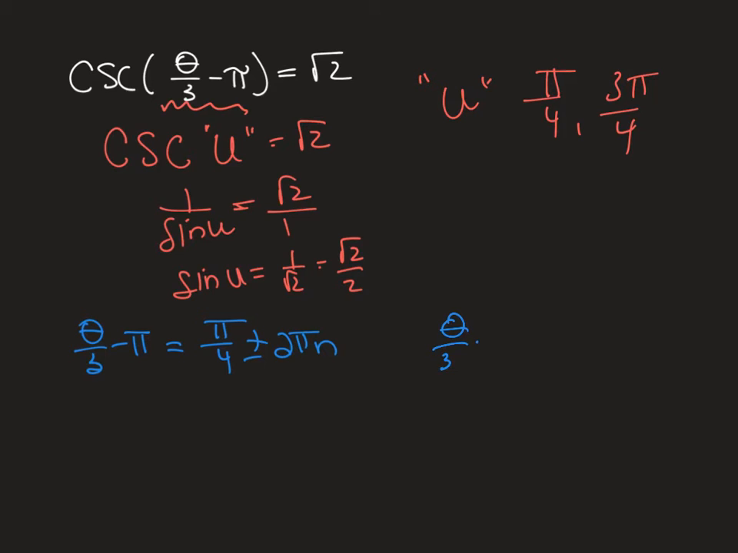So theta over 3 minus pi equals 3 pi over 4 plus or minus 2 pi n. So there's your all solutions. And remember, guys, actually, I shouldn't say that. It's not your all solutions. We need to simplify. So you're going to add pi. You're not adding pi to everything.